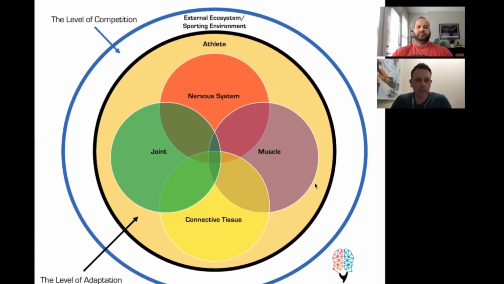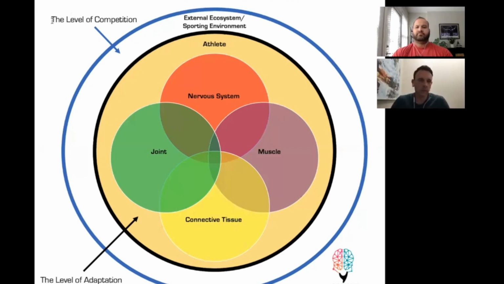athlete will compete in. So if we look at the diagram, you can see the bigger blue circle, which is the outer ring, shows that external ecosystem. So when we talk about anything related to an external ecosystem, we're talking outside of the athlete. So this is the sporting environment. We labeled that the level of competition.